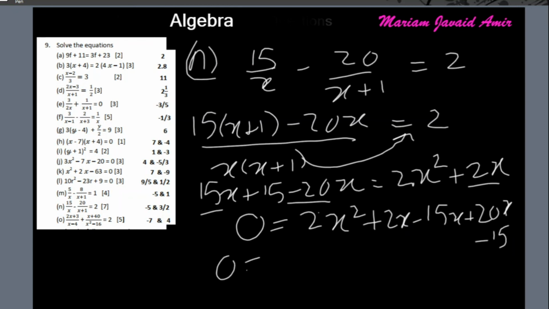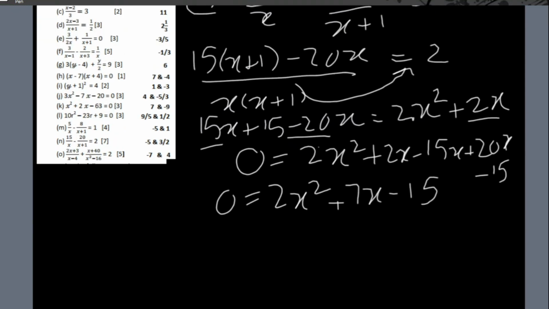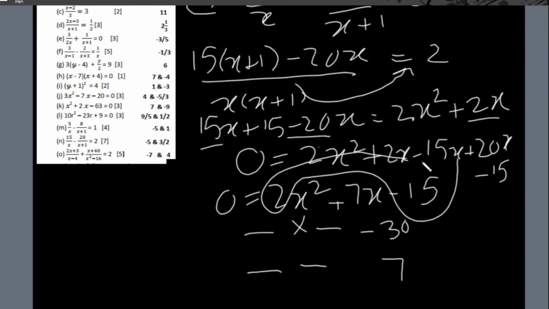So this gives me 2x square plus 7x minus 15. Now we need to factorize this. Okay, to do the middle term breaking, we are looking for two numbers which when multiplied should give us minus 30, and which when added should give us 7. Minus 30, because 15 times 2 is 30.